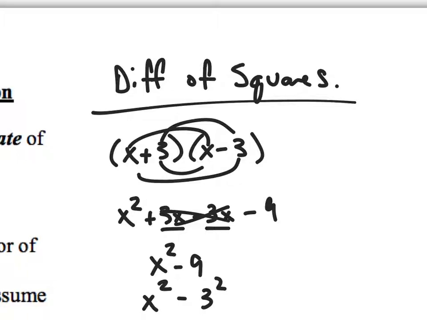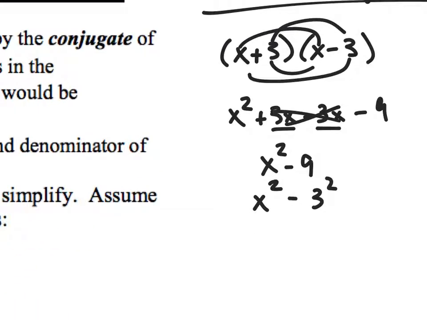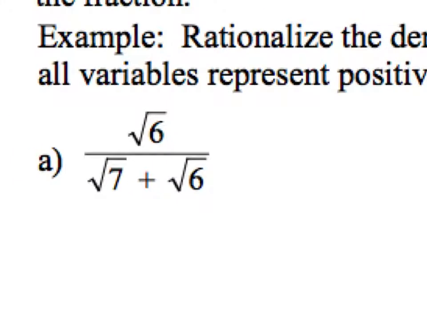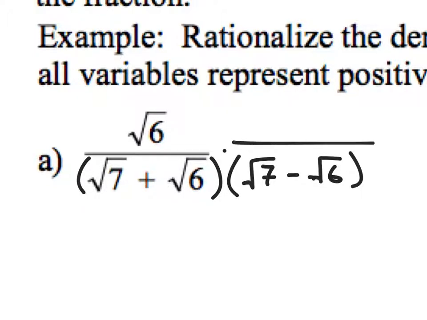Let's just jump in and think about what happens over here, and let's rationalize this denominator. Since I'm adding and subtracting 2 radicals, I'm going to multiply by the conjugate. So I'm going to put that in parentheses. I'm going to multiply this by the square root of 7 minus the square root of 6 on the top and on the bottom. So this is going to be the square root of 7 minus the square root of 6.